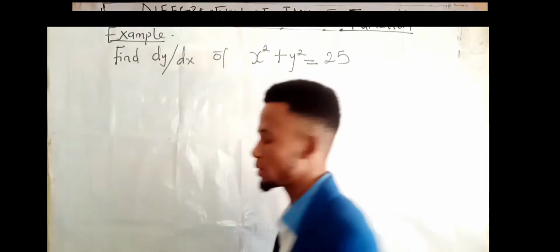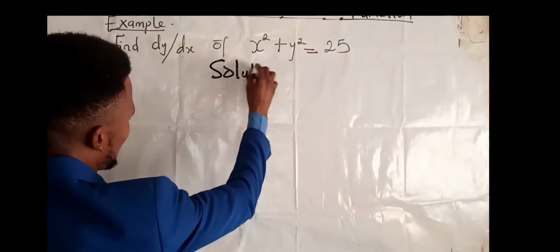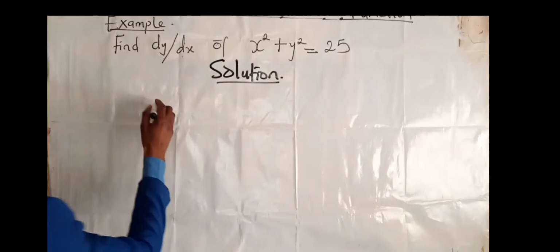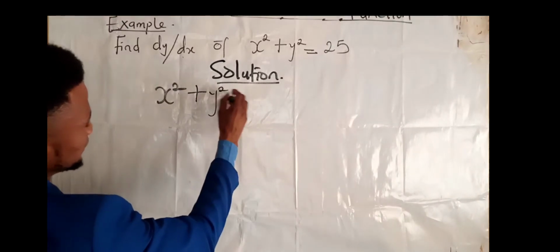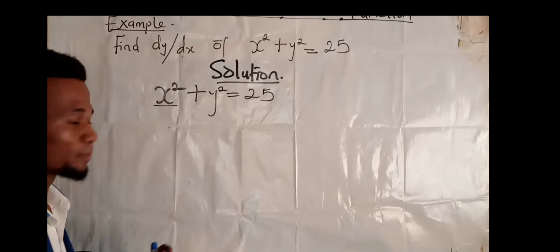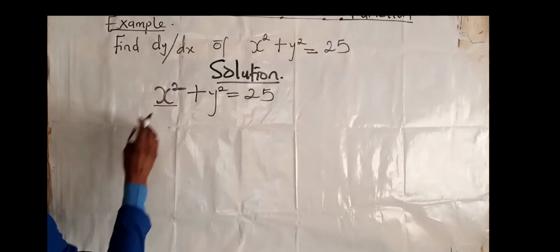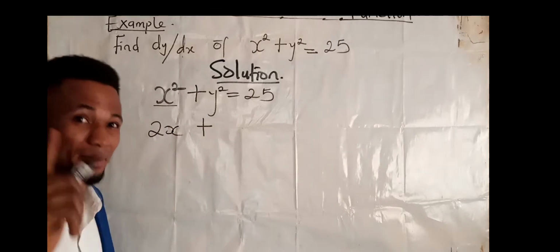Now, look at what I mean. Solution. Now, this is x squared plus y squared is equal to 25. The rule is this. X here is alone. There is no y here. So I don't need to differentiate y. So if I differentiate x here, I am going to have 2x plus, now this is what I'm saying.